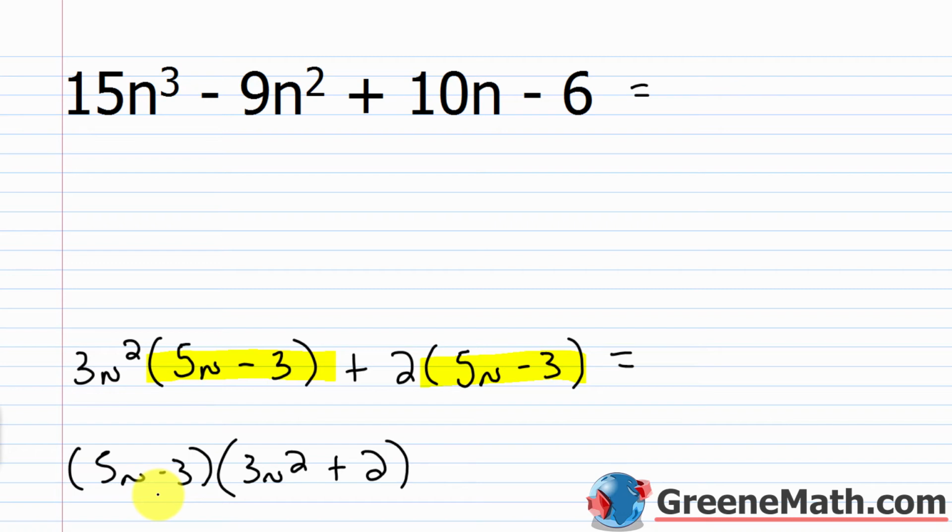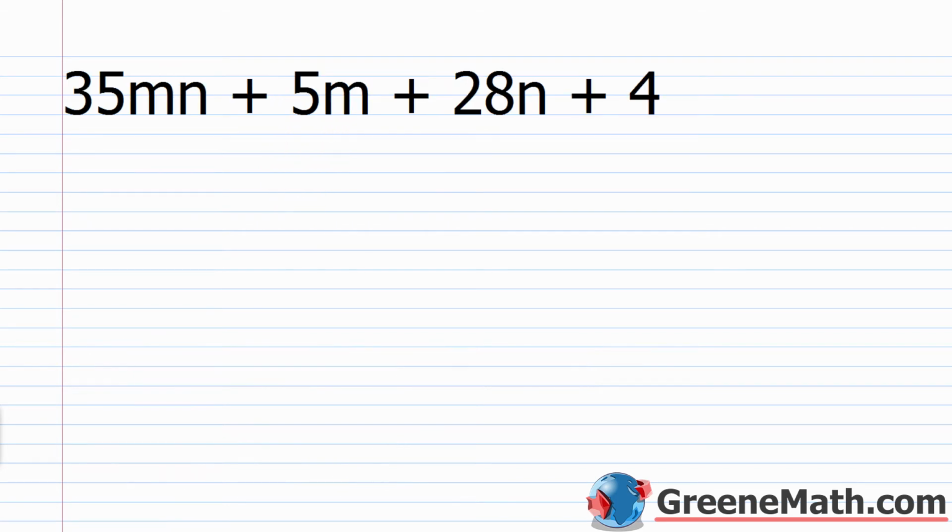And in the interest of time, I'm not going to check it, but if you went back and used FOIL, you would get this 4-term polynomial back. All right, let's take a look at another one. So we have 35mn plus 5m, and then we have plus 28n plus 4. So again, let's check these first two and the last two.